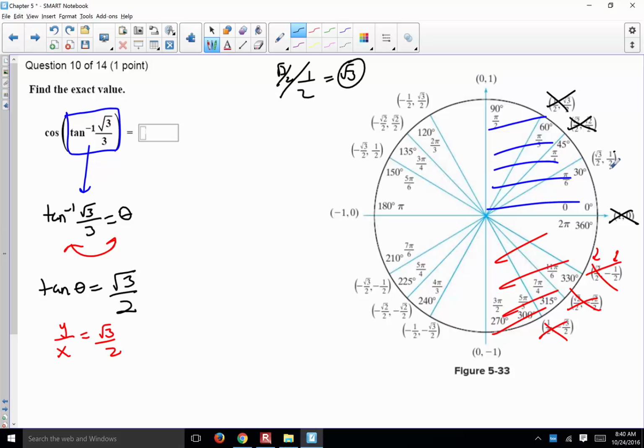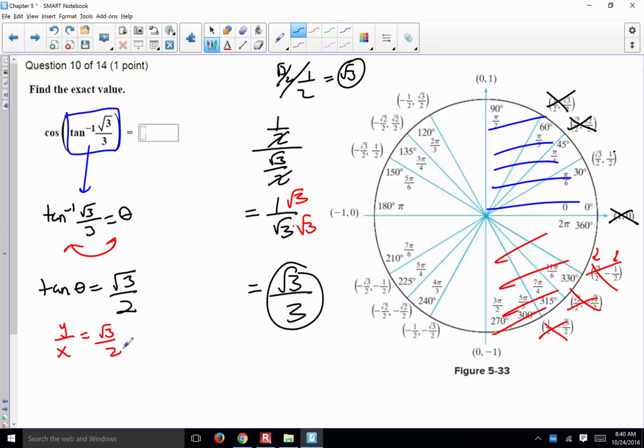So we have only one shot, or we need a different method here. The wheel is not working. Well, I'm going to do this. 1 over 2 divided by root 3 over 2. I flip and multiply, or you can cancel this. You get 1 over root 3. I rationalize this, and I'm still not getting it. Root 3 over 3. Oh, I'm sorry. It's not root 3 over 2. It's root 3 over 3.